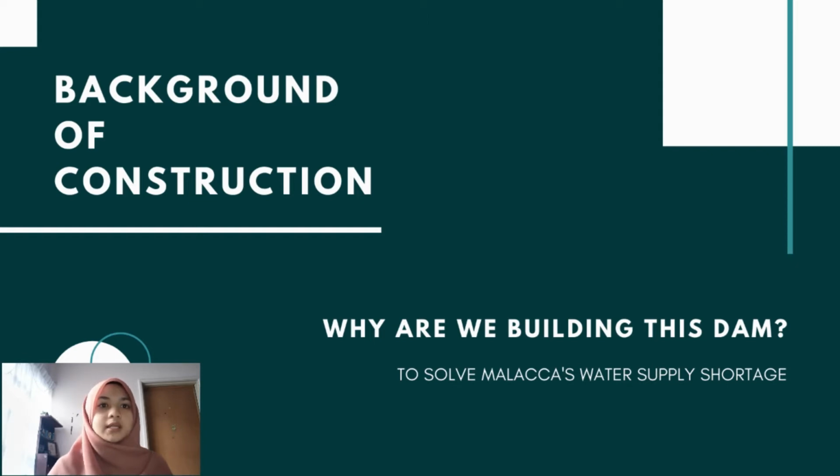The state government has announced a scheduled water rationing exercise to combat this crisis, as the water level in the dams was at a critical level. So to solve that problem, Melaka must propose to build a new dam in order to resolve this issue. A new dam is a good solution to address Melaka's water shortage and resolve water rationing exercise.